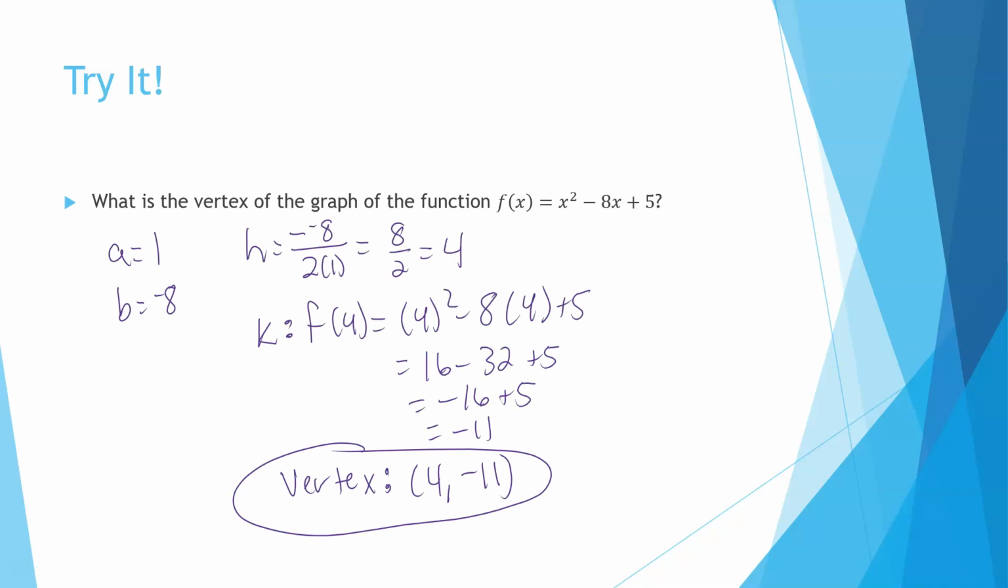Here you see the work you should have had. Hopefully you identified that a was 1 again, but b was negative 8. A negative times a negative is positive. 8 over 2 was 4. When you plug 4 back into the original function, you should have gotten negative 11. So your vertex of this one should have been (4, negative 11). Go back and look. If you made any mistakes, try to figure out where you made that mistake. Otherwise, go back to the previous example and see how to do it again.